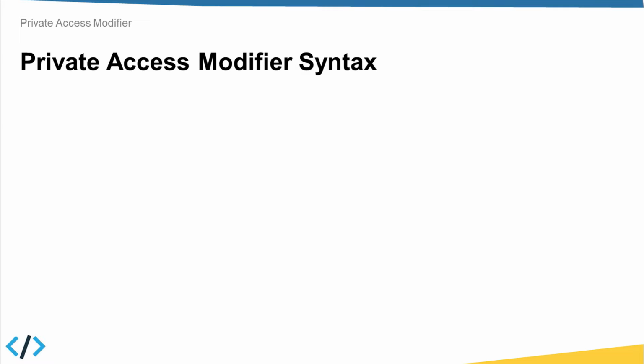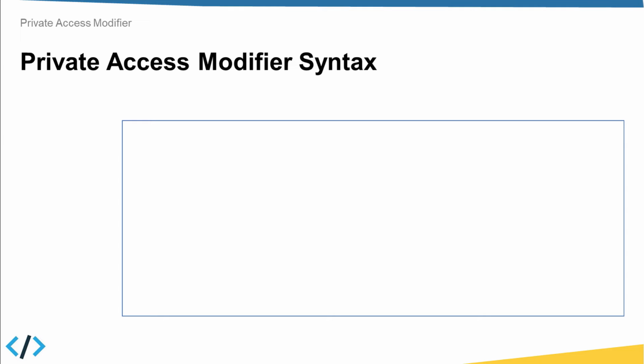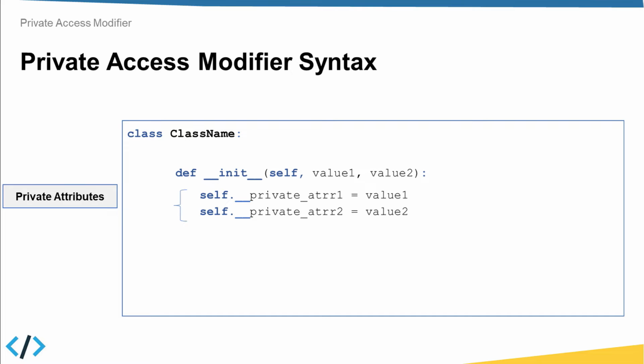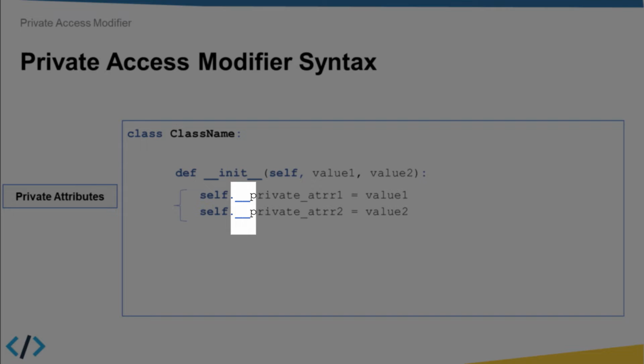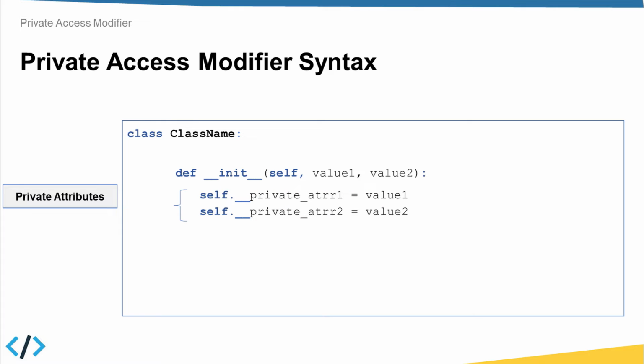Now let's see how we can define a private attribute or a private method. First of all, we have to define a class. Simply, we say class name. And then we define the constructor, and within the constructor, as usual, we define the attributes. And as we see here, in order to define a private attribute, we have to add a double underscore at the beginning of the attribute name. So in my example here, I have two private attributes, private attribute 1 and private attribute 2.